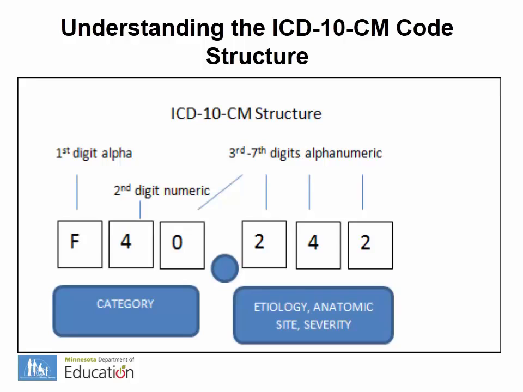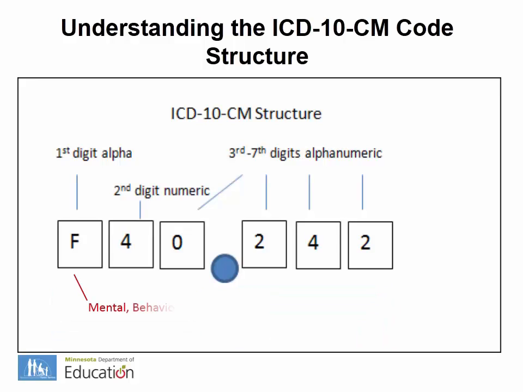Let's break down this example. The F chapter is called Mental, Behavioral, and Neurodevelopmental Disorders. The number 40 tells us that this is a phobic anxiety disorder. The 242 further defines the phobia as fear of bridges. Now we know the ICD-10-CM code is for an individual that has fear of bridges. It's important to remember that the ICD-10-CM code needs to be as specific as possible.